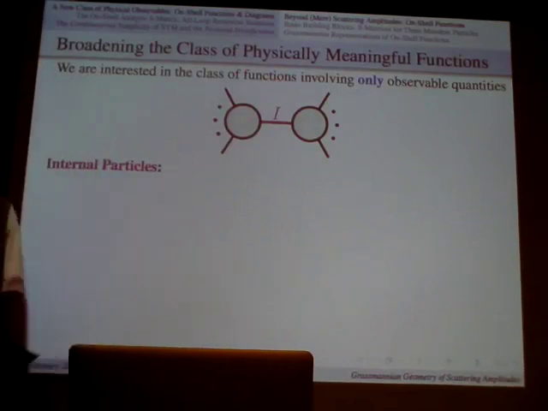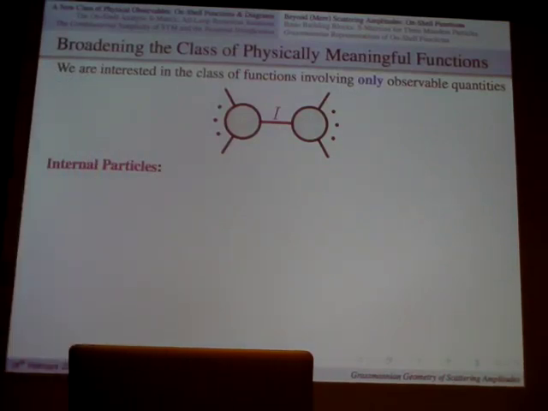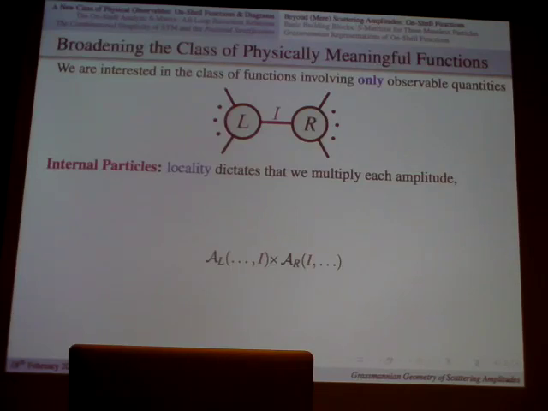So locality: because this internal particle is on-shell, it's a physical particle, it's an observable particle, this process, this amplitude and this amplitude, can happen at arbitrarily separated places in space and time, and therefore locality dictates that they must be independent, and the only meaningful thing to talk about is the product of the two. So whatever the meaning of this picture is, it's got to be the left times the right, evaluated up here.